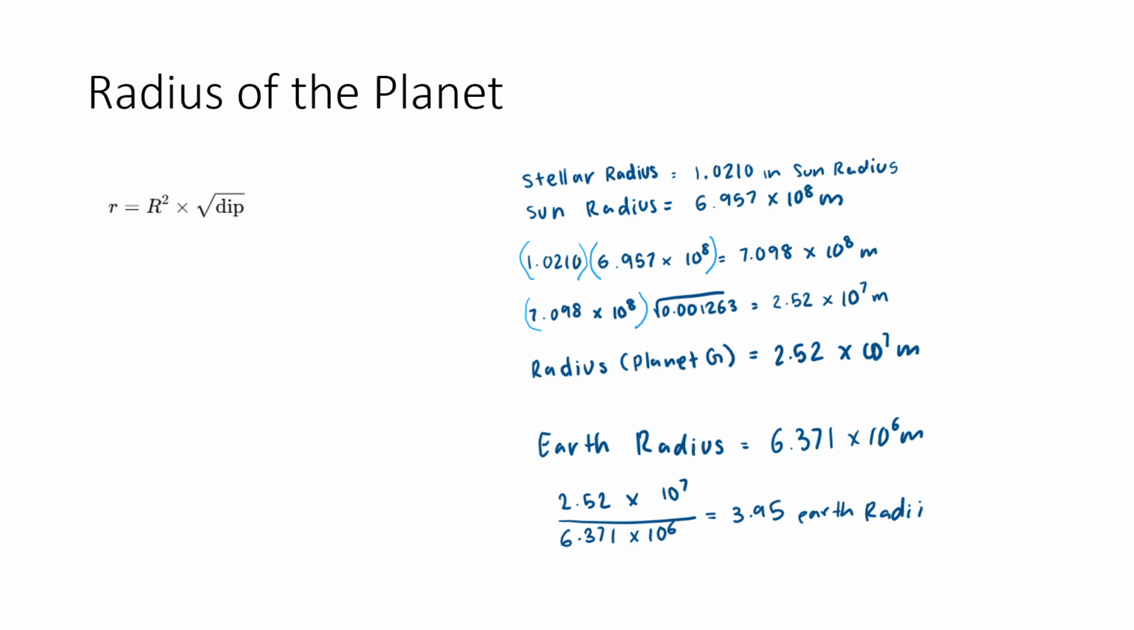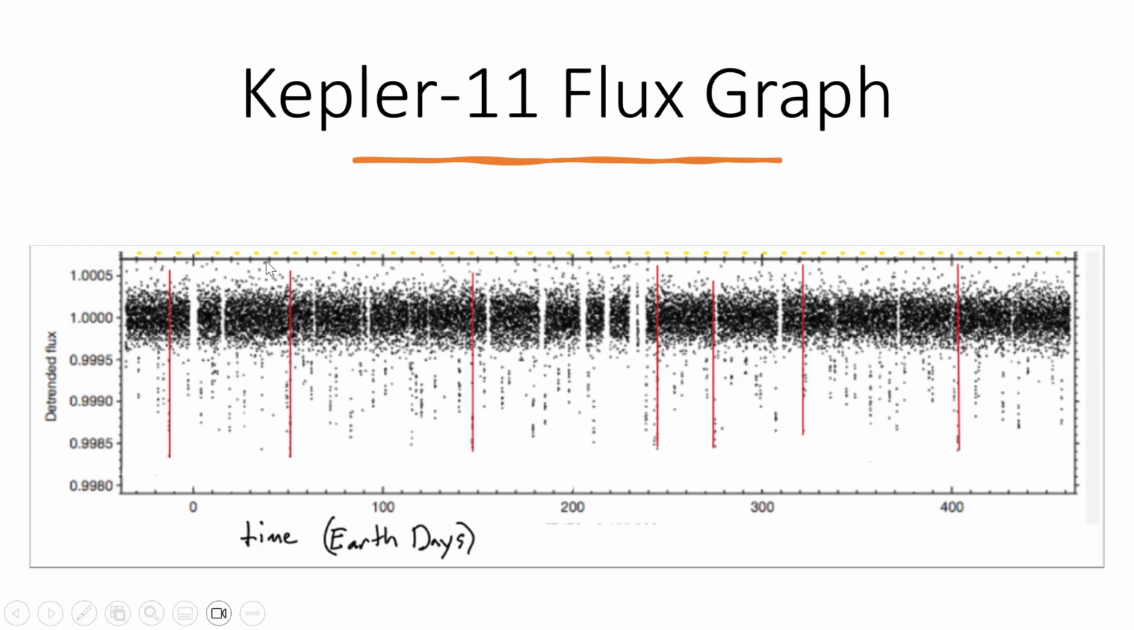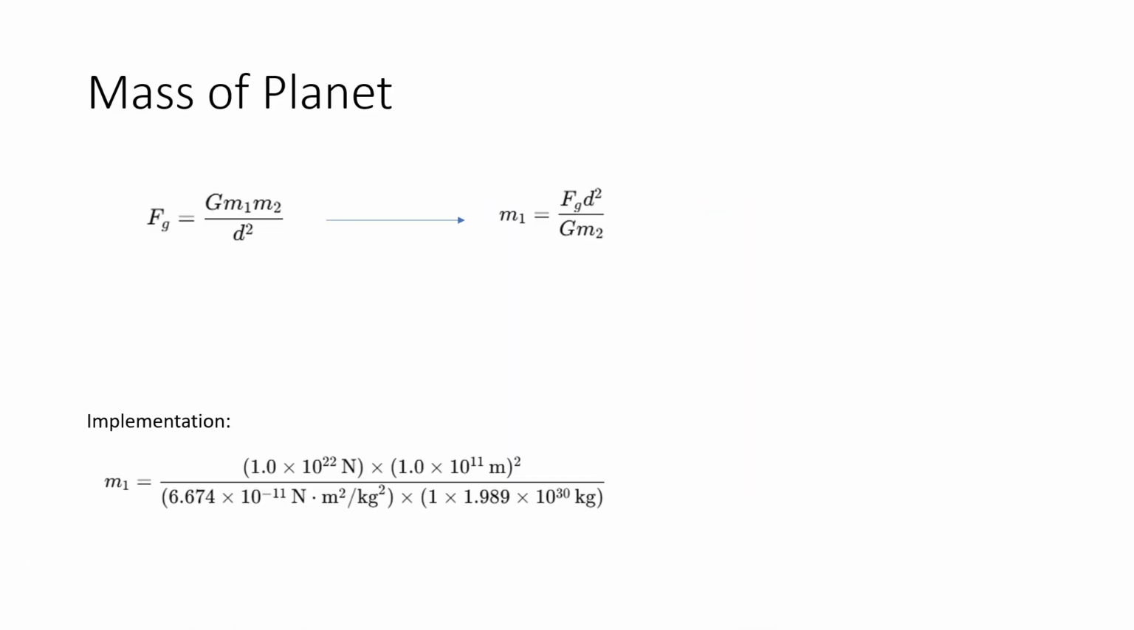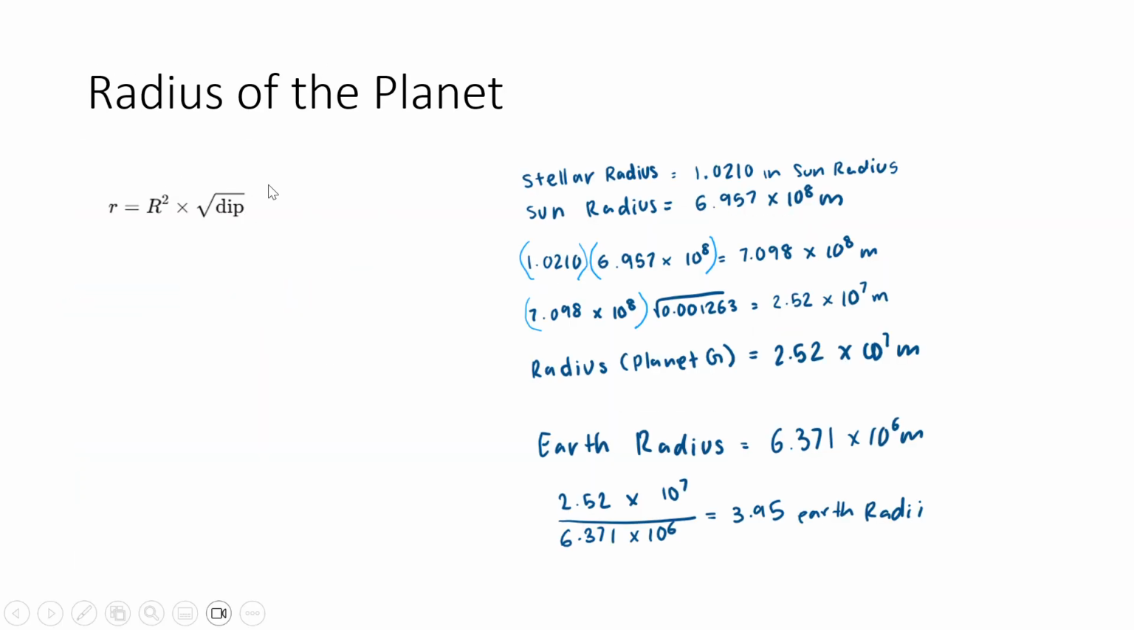So to find the radius of the planet, you have to find the dips. As I was talking, basically there are little dips that happen in the graph, and based on those dips, you find the number of the dip and plug it into the square root. R squared is basically the star's radius squared. So you have to find the star's stellar radius, which is provided in the Excel sheet. I put an example right there that I did for G.